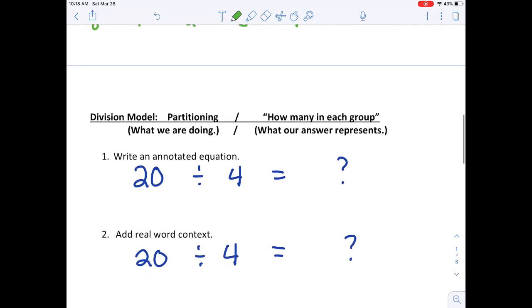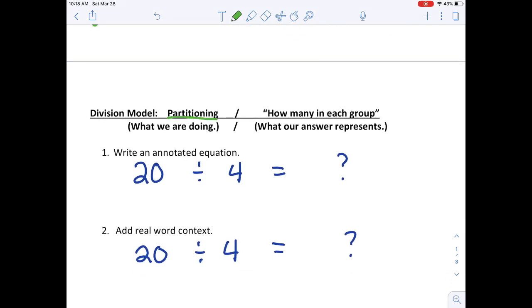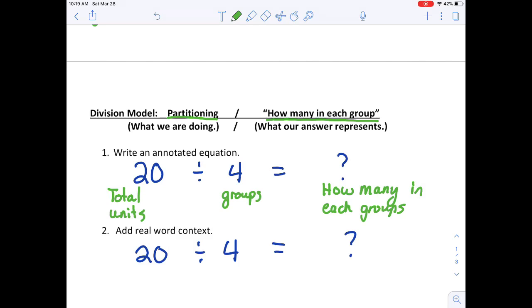Now I'm going to look at the partitioning model, and in this case, the answer is how many in each group. So my annotated equation, still 20 divided by 4, my answer represents how many in each group. I start again with total units, and now the label that I'm missing is the total number of groups. So this will be 4 groups. In my real-world context, I need to think about when might I have 20 of something that I need to divide into 4 equal groups.